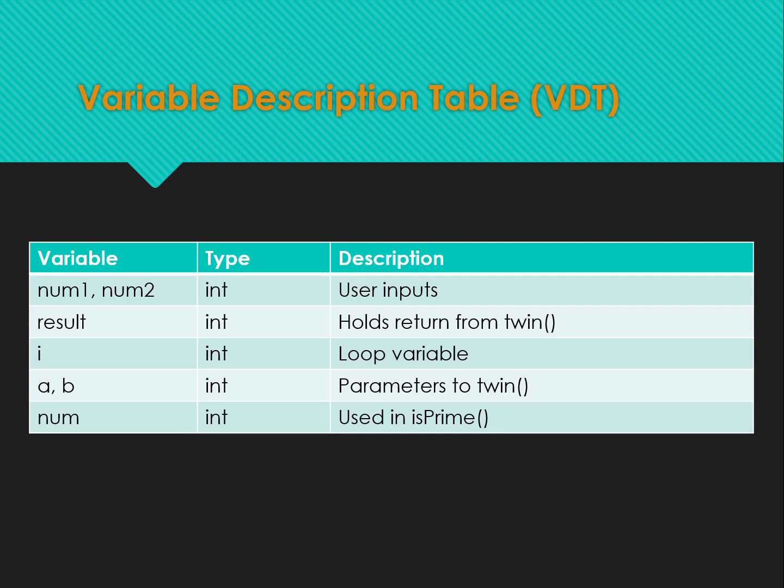Let's understand the purpose of each variable in our program. We use num1 and num2 to store the user input. The variable result holds the return value from the twin function. The variable i is used as a loop counter inside the isPrime function. The parameters a and b are used in the twin function. Finally, num is used in the isPrime function to evaluate whether the current number is prime. This clarity helps in debugging and understanding the program logic better.